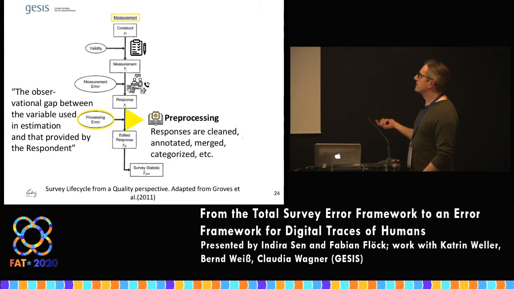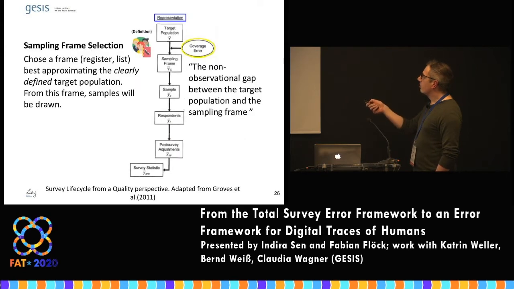Now, you go to the right side and you say, okay, now inference to the unseen population. What do you do there? You say, I want all the people that live in Germany or in Spain, and then you choose a sampling frame. That means you choose a telephone register or a census, and you say, I'm going to call all of these people.